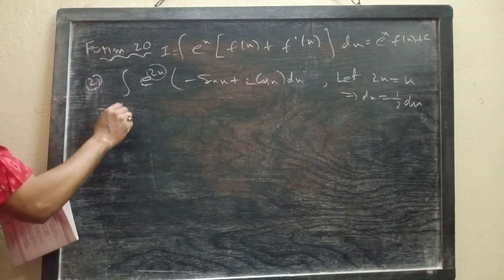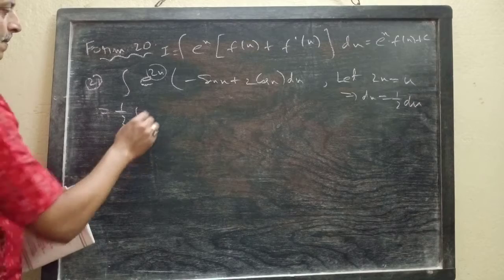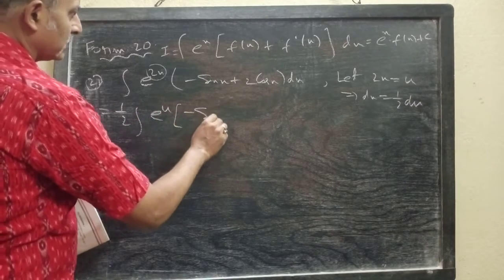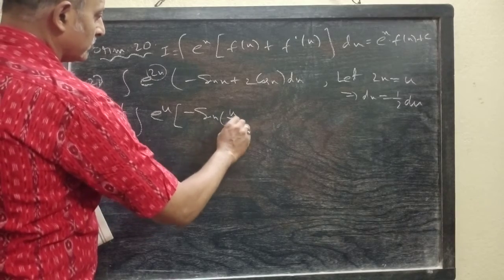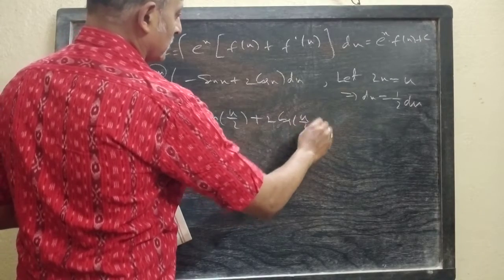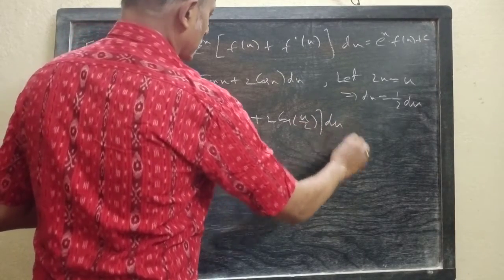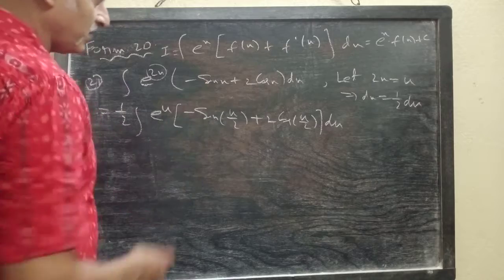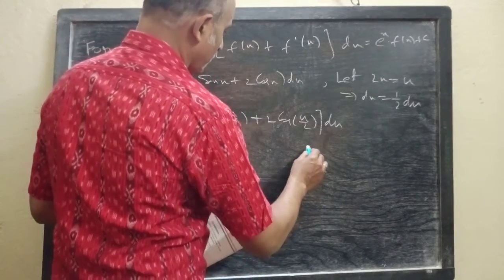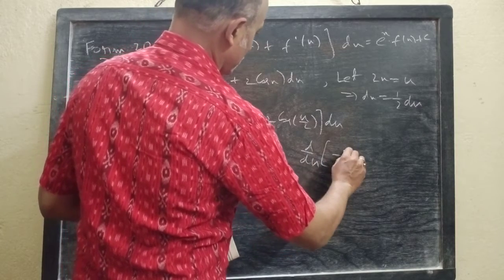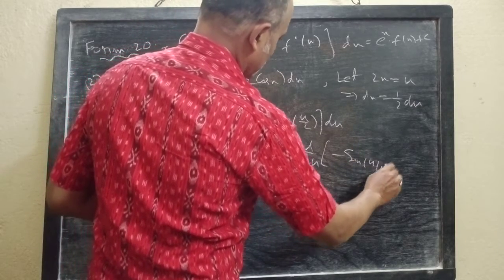So the integral becomes half integration e to the power u (minus sin of u by 2 plus 2 cos of u by 2) du. Now look, if you consider this as f u, then what is its derivative? d/du of minus sin of u by 2.